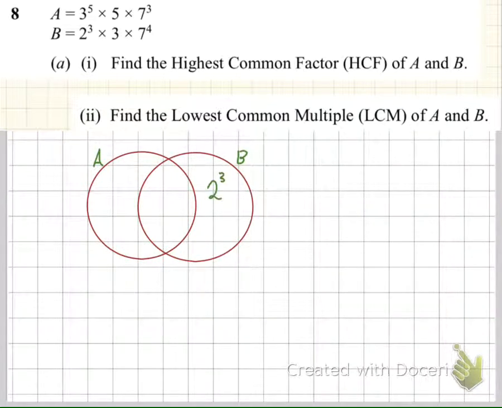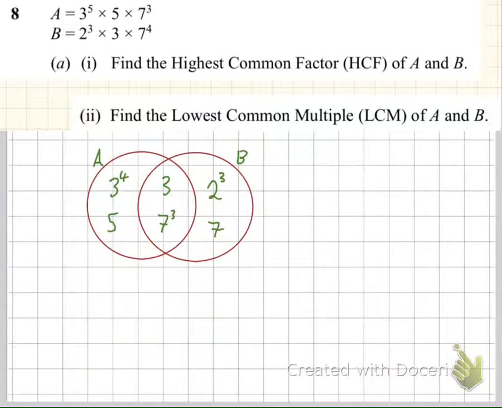So notice that 2 as a prime number only appears in B. So that 2 cubed is just going to sit on the B on its own part. Now 3 appears in both, once for B but 5 times for A. So we're going to stick it once in the middle and 4 more times for A. Now 5's next, 5 only appears for A. And then 7 appears 3 times for both plus an extra 1 for B. Okay, we have a completed prime factorisation Venn diagram.